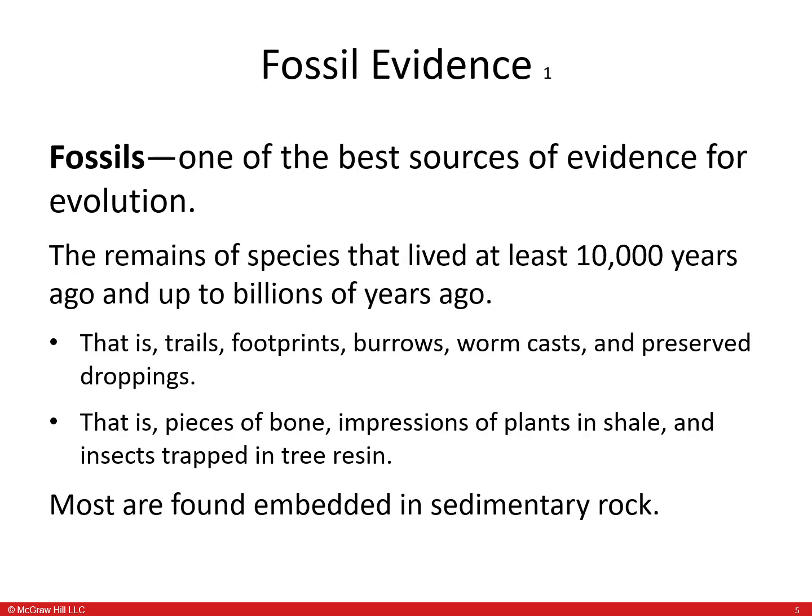So fossils are one of the best sources of evidence for evolution. Fossils are the remains of species that lived at least 10,000 years ago and up to a billion years ago. They include trails, footprints, burrows, worm casts, and preserved droppings, as well as pieces of bone, impressions of plants and shells, and insects trapped in tree resin. Most are found embedded in sedimentary rocks. So as you can see, all of these are basically evidence for evolution.